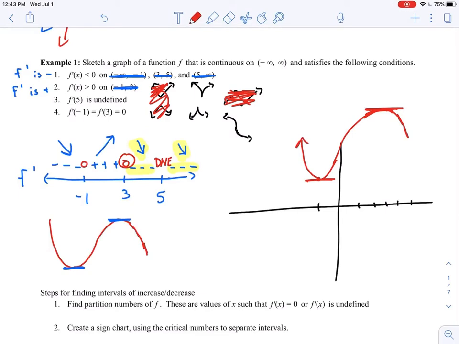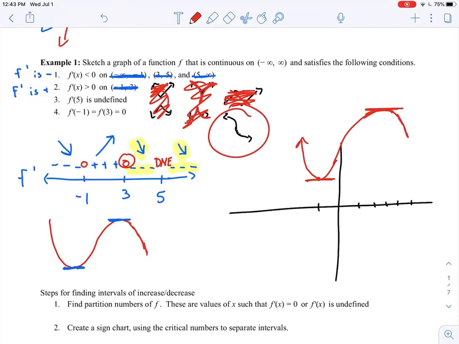For the same reason, it can't be either one of these cusps, because if I look on the left-hand side, it's decreasing. On the right-hand side, it's increasing. That means a sign change for my derivative. We just said we don't have that. Same thing if I flip that upside down: it's increasing and then decreasing. I need it to be decreasing on both sides, so it can't be either one of those. The only thing that remains then is a vertical tangent. I have to have a vertical tangent line.